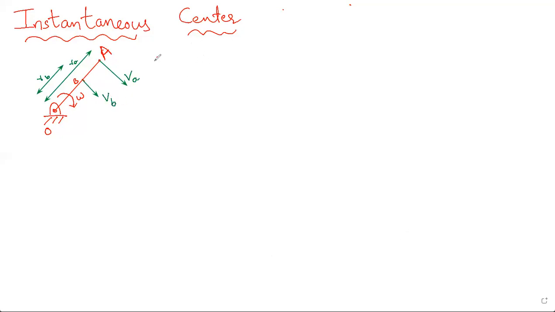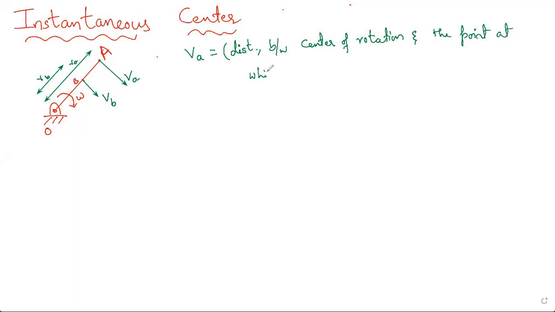Now, what is the logic behind it? The logic is that to find the velocity at point A, we use R times omega, and the radius is usually the distance between the center of rotation and the point at which the velocity needs to be found, multiplied by the angular velocity omega of the link.